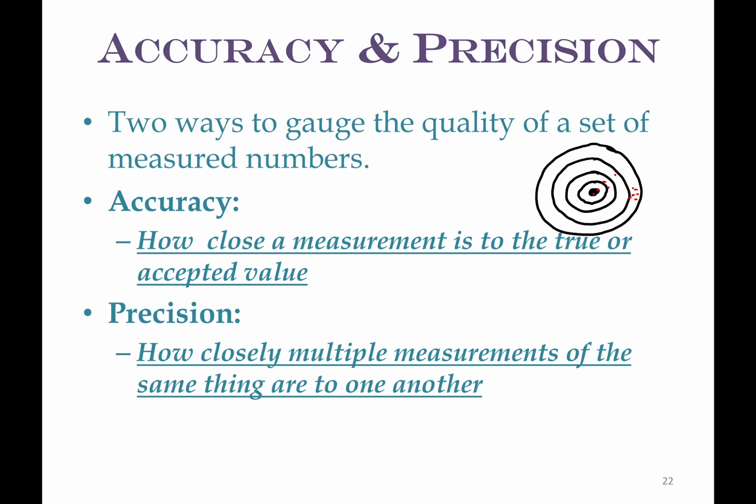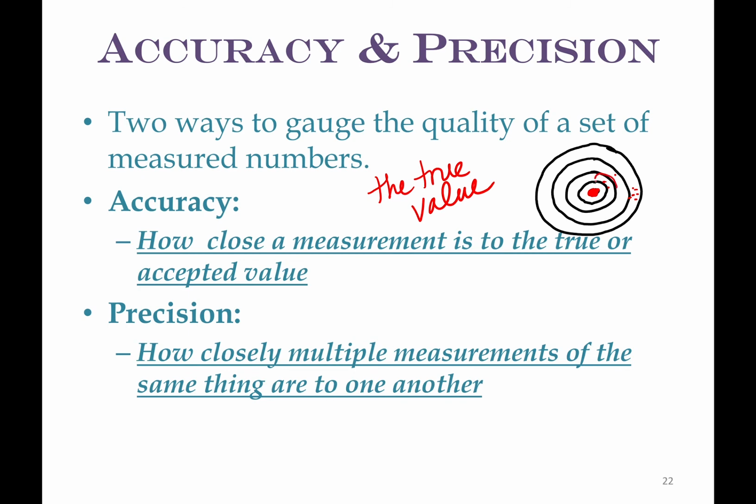So we need to tell people how good is our instrumentation. So accuracy is how close we are to the center of the bullseye, the true value. How close are we to being dead on center, or whatever the target may be? Precision is how close multiple measurements are to one another.